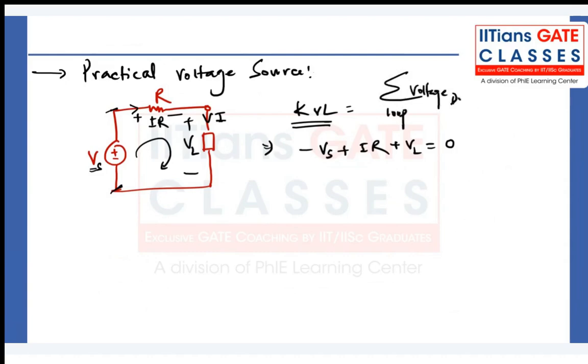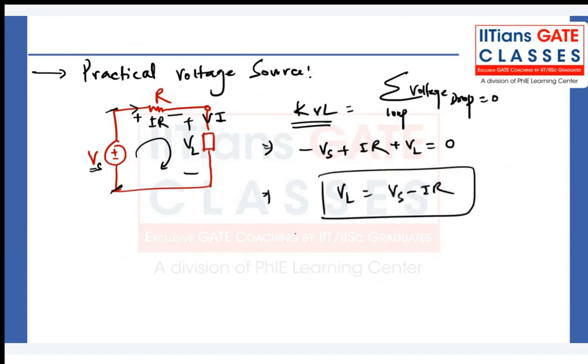The voltage drop around the loop should be equal to 0, right? So from here you can find VL. VL is going to be VS minus IR. Earlier, when this resistance was not present, this voltage was not changing. But now you see here, this voltage is changing. So the overall voltage is going to be VS minus IR.